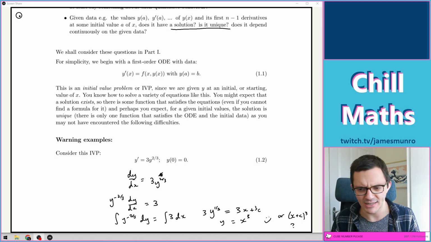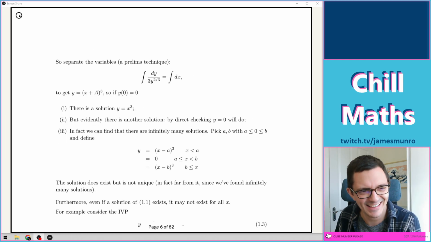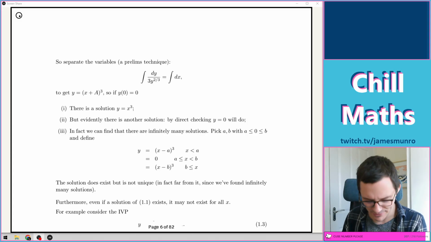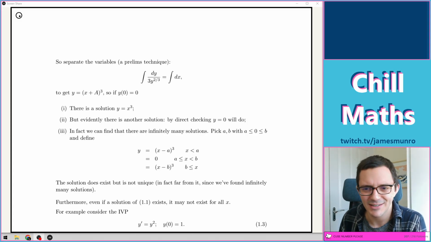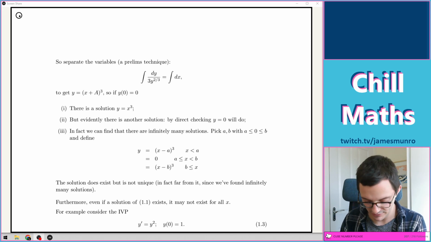That's what the warning is. We're going to see this on the next page, I think. Yeah, okay, I was doing quite well. There we go. Separate variables, which you learn in prelims or first year or even A level or whatever. Good. Okay, here's a solution, but there's another solution: just y equals 0 works back in the original differential equation.